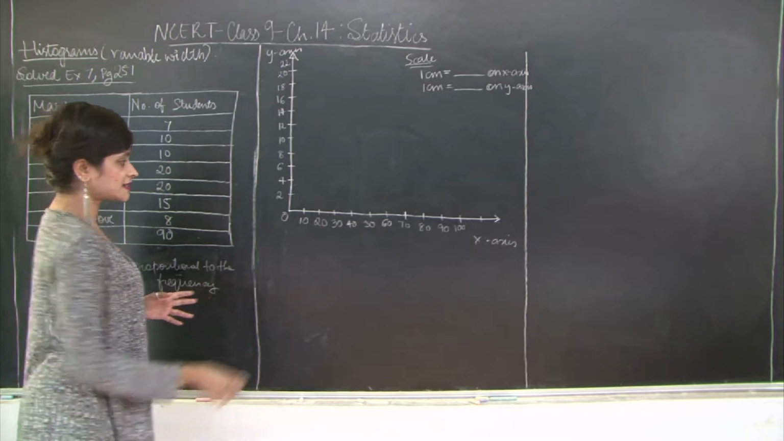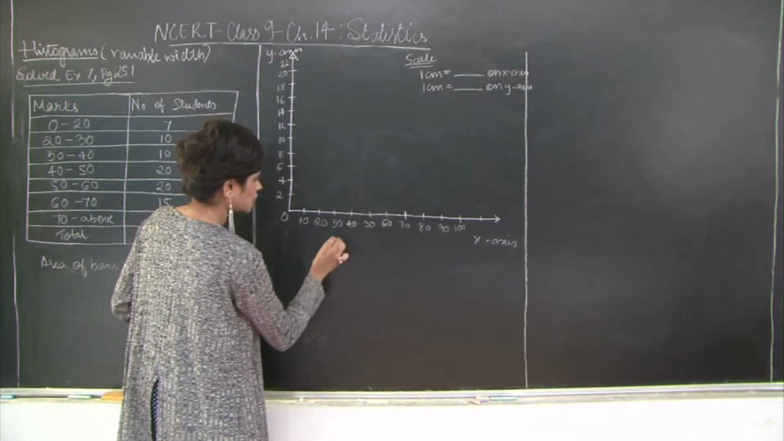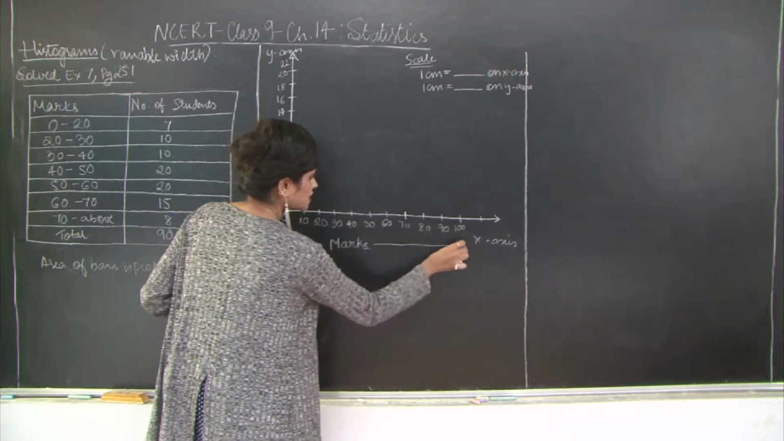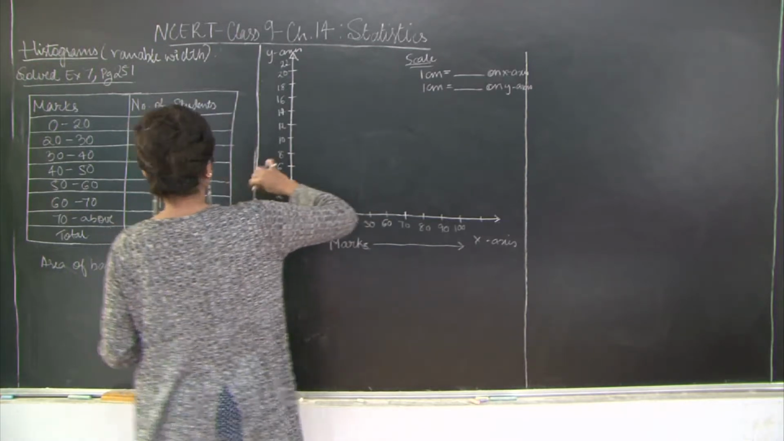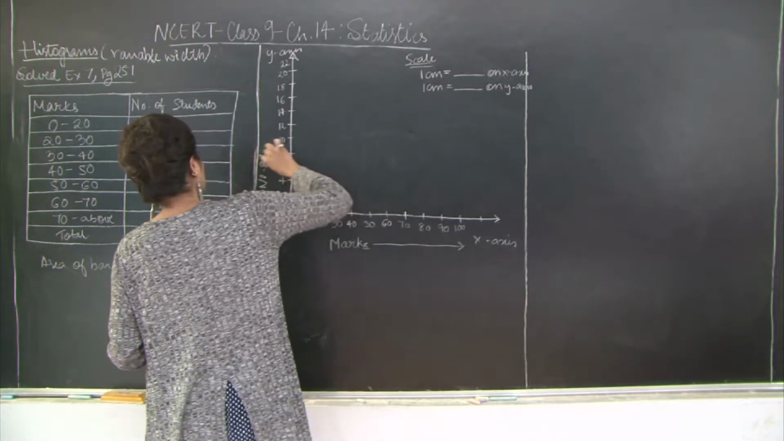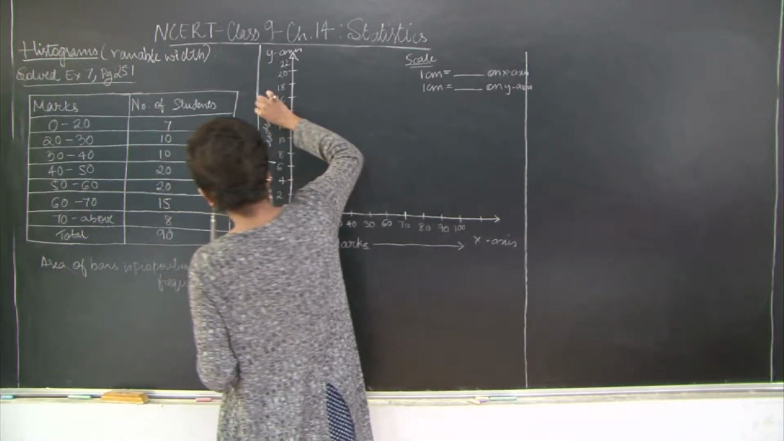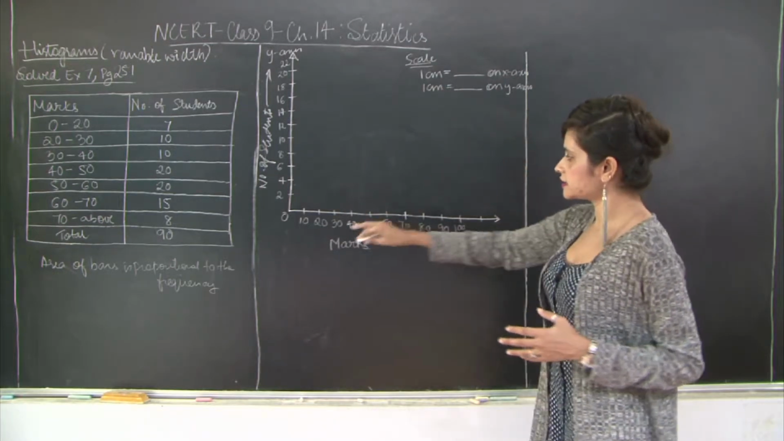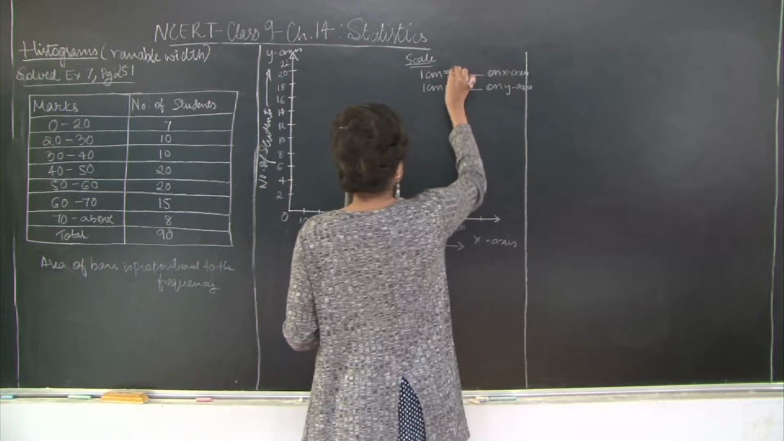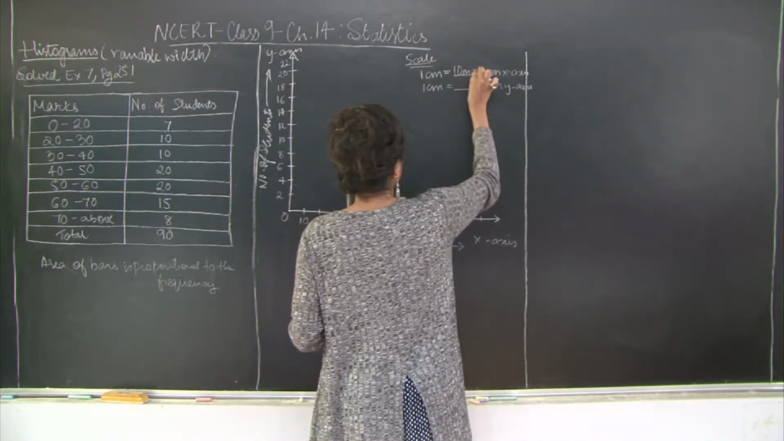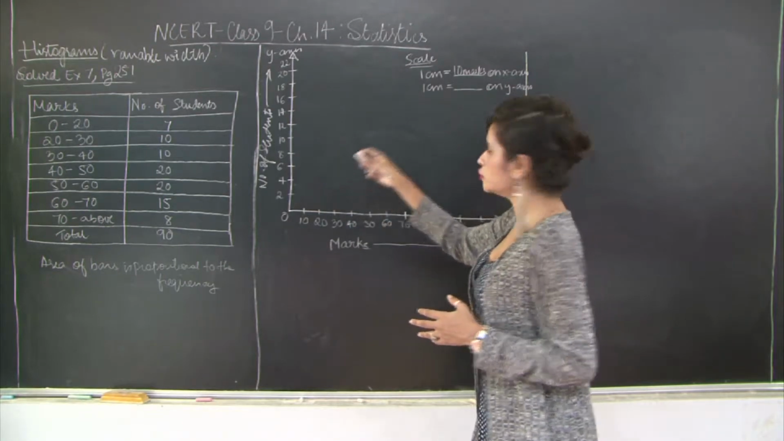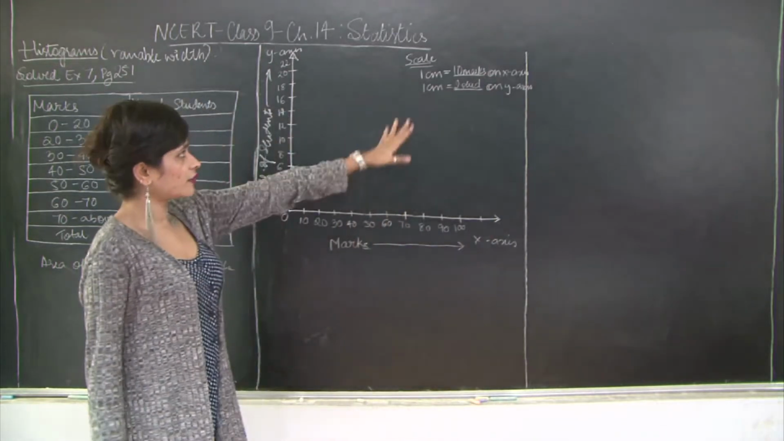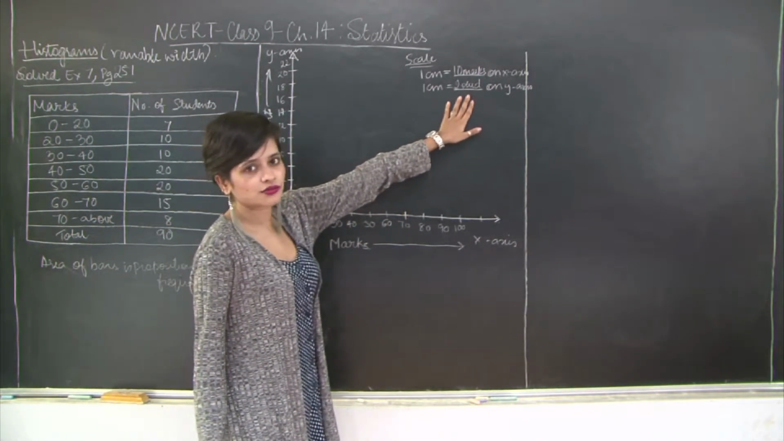So what is this on the x-axis that I'm plotting? I'm plotting the marks. So marks are in this direction, and on the y-axis I have the number of students. So let's write down the scale. 1 centimeter is equal to 10 marks on the x-axis and 1 centimeter is equal to 2 students. I'm just writing 2 STUD because we do not have a lot of space. So this is 2 students on the y-axis.